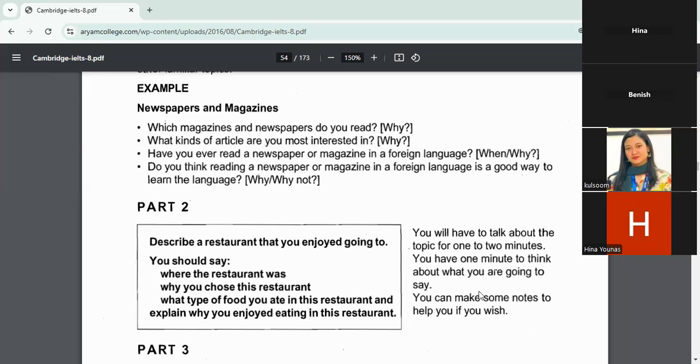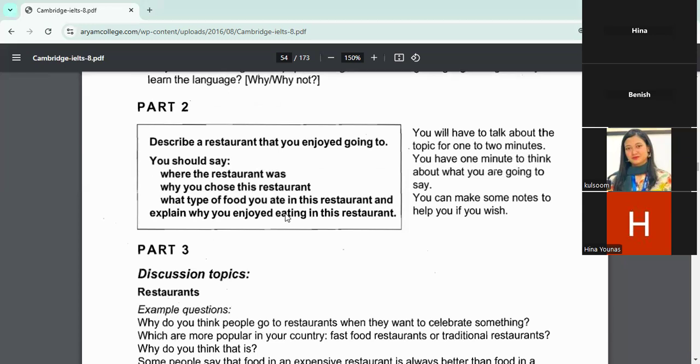Okay, then the examiner will ask you a few follow-up questions. For example, did you go there again? Would you like to go there again? I would say yes, definitely. I would like to go there again. I told you that I'm going there again and again. Or are there any other restaurants like that?